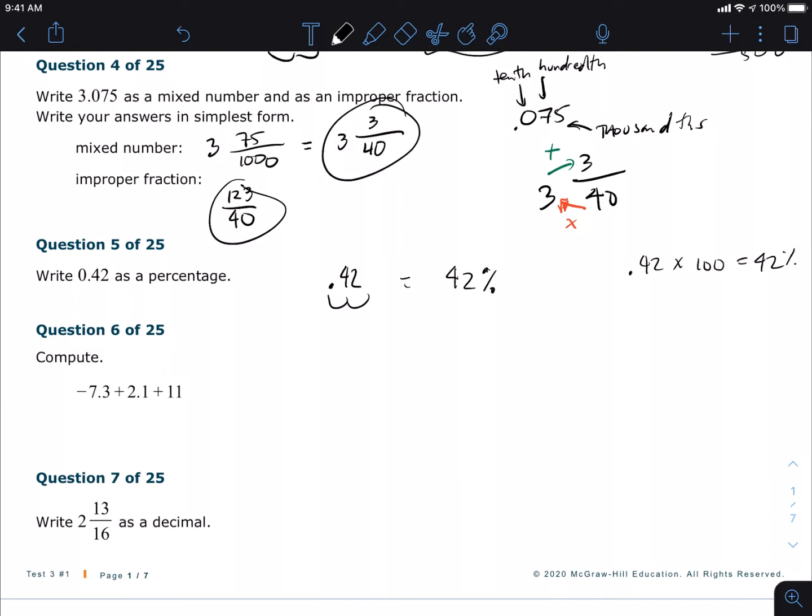Okay, so for number 6, I always like to think of these problems in terms of money. So if I owe my friend $7.30 and I pay him $2.10, how much do I still owe him? So I'm just working with this part right now. If I pay him that $2.10, do I still owe him money? Yes, of course. Good. So I'm going to owe him something like $5.20.